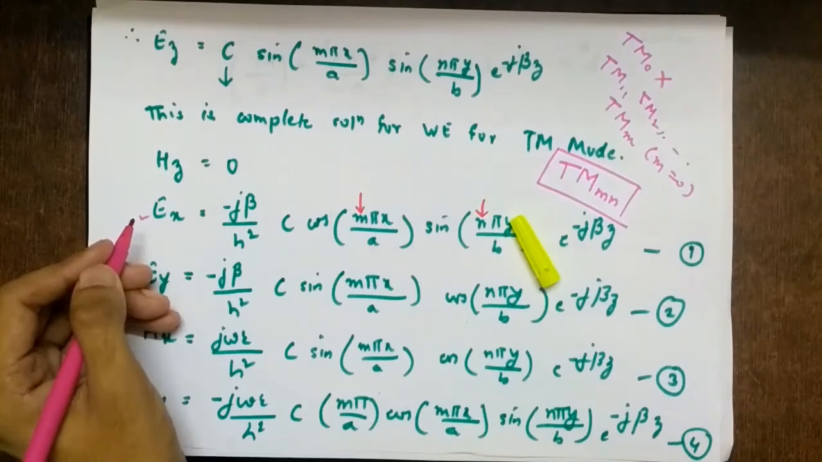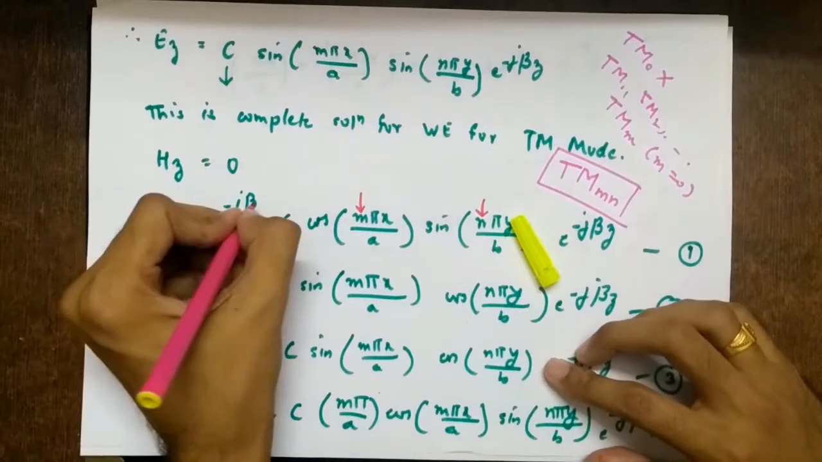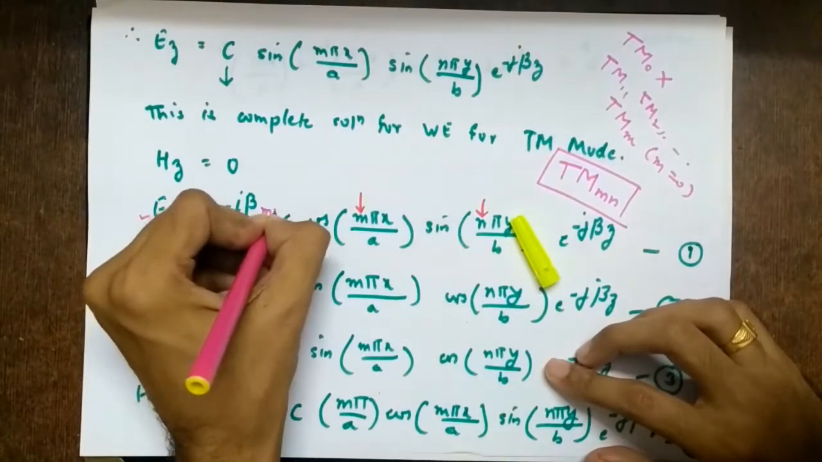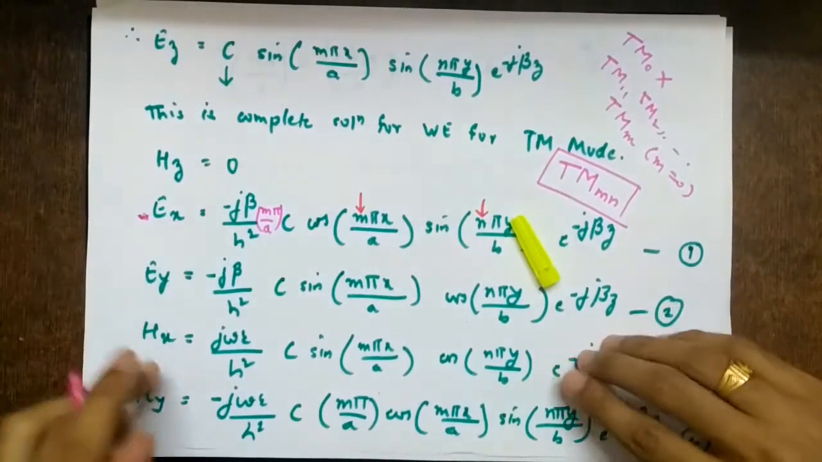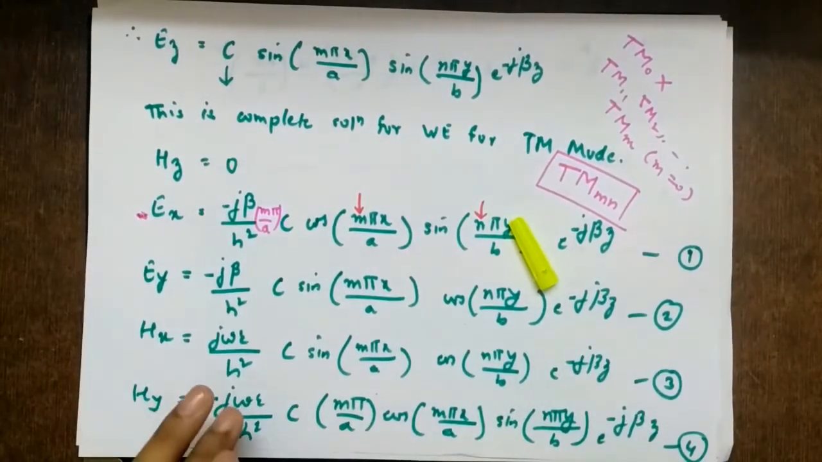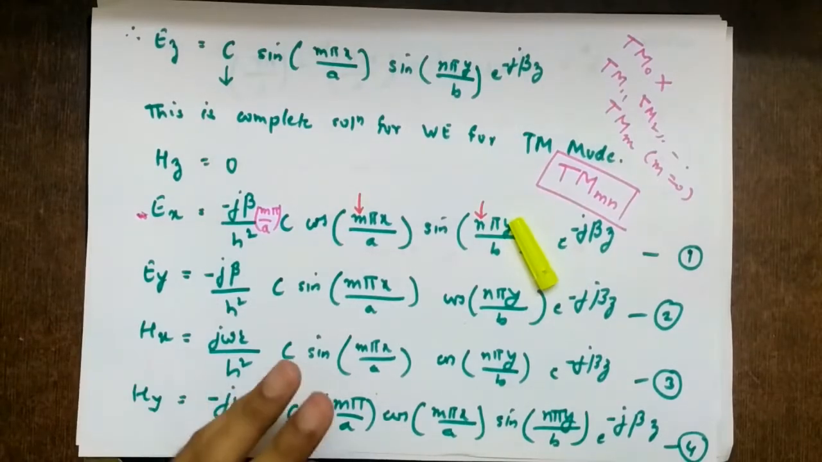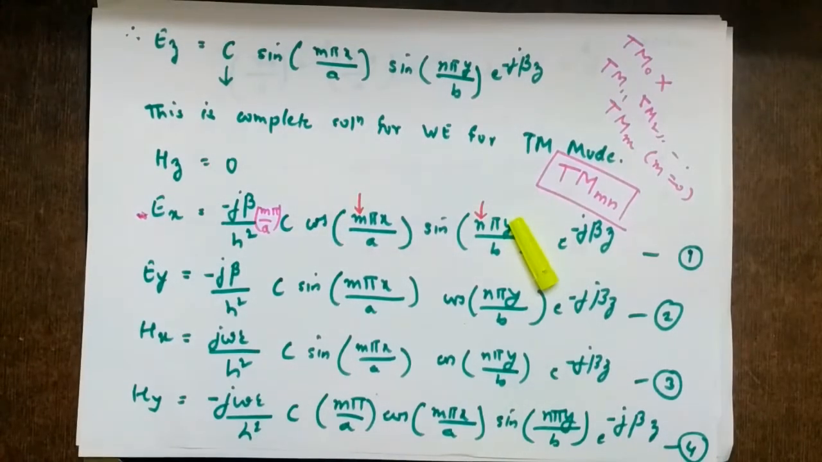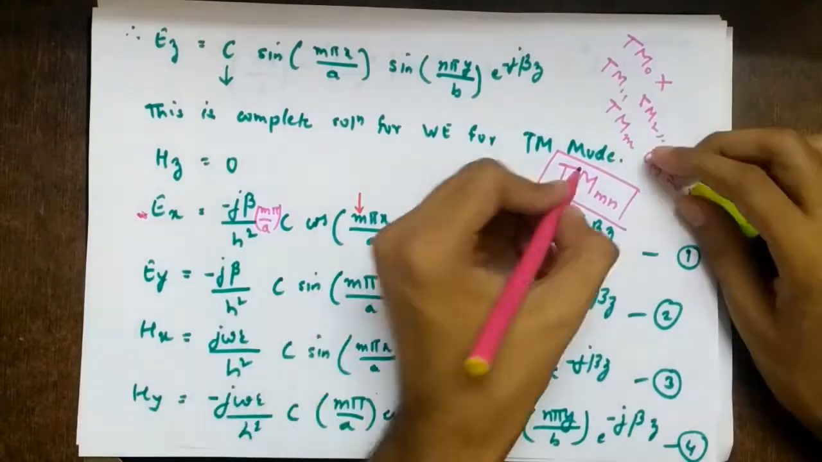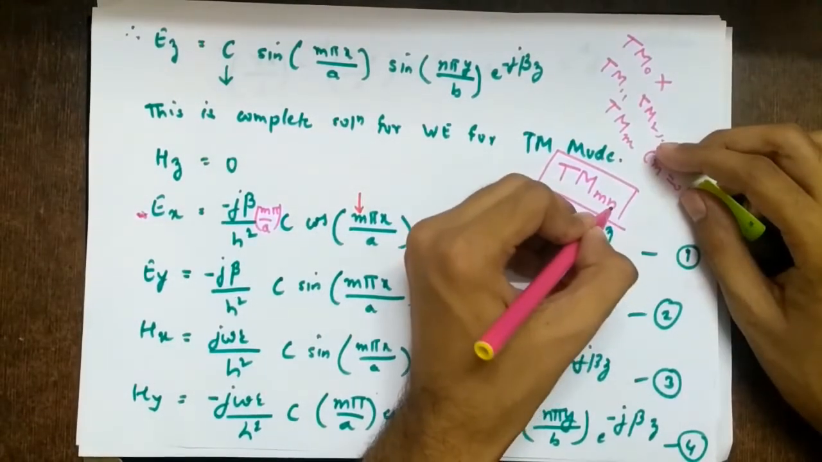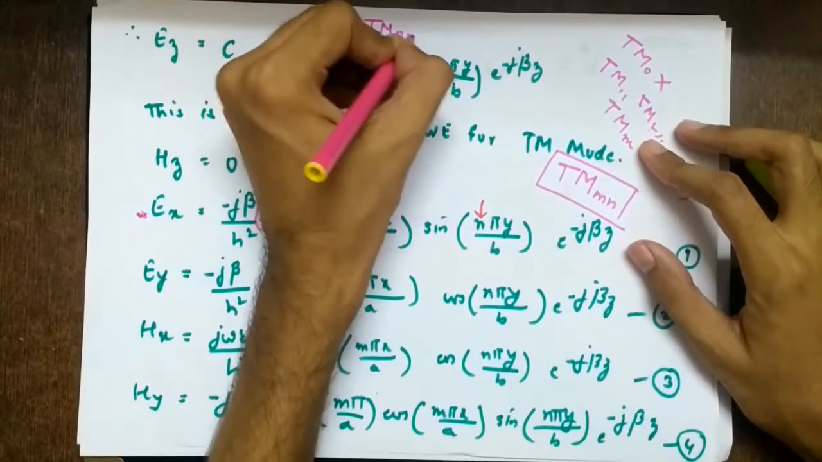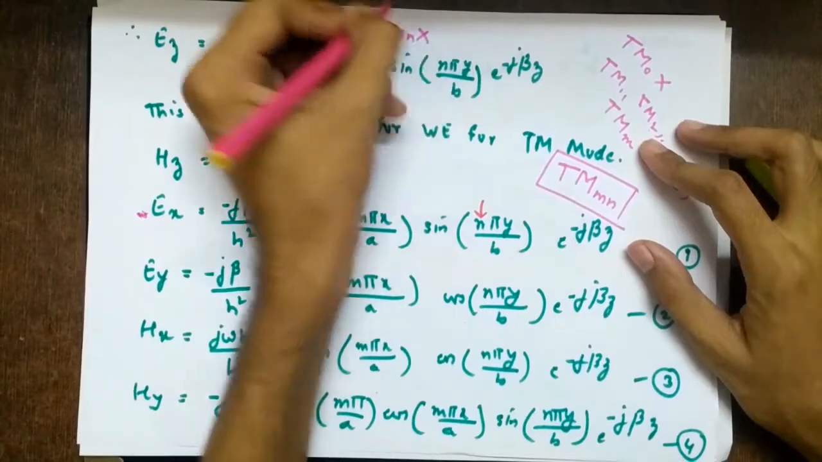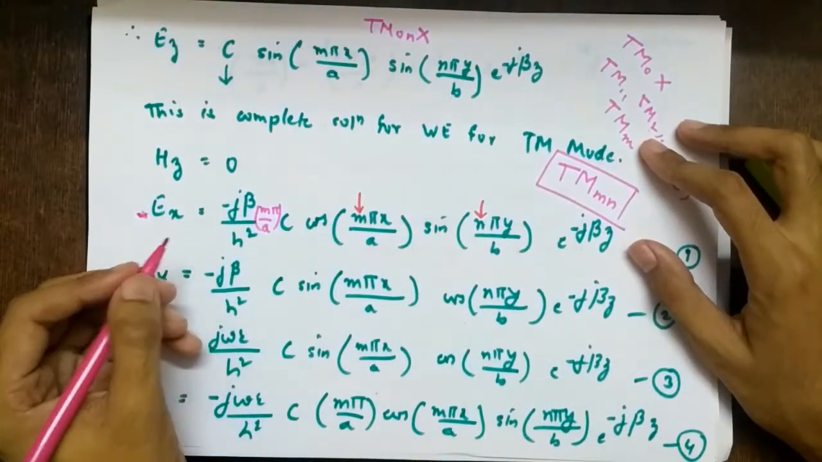Let me check the Ex equation. Yes, I have made a mistake. I have missed m pi by a. It is multiplied by m pi by a, so this will also go to 0. So what is happening when m is 0? All the terms go to 0, meaning neither electric field nor magnetic field exists. What does this indicate? TMm0n. We have not substituted n, remember. Whatever be the value of n, if m is 0, this mode will not exist in the rectangular waveguide. That is our conclusion.